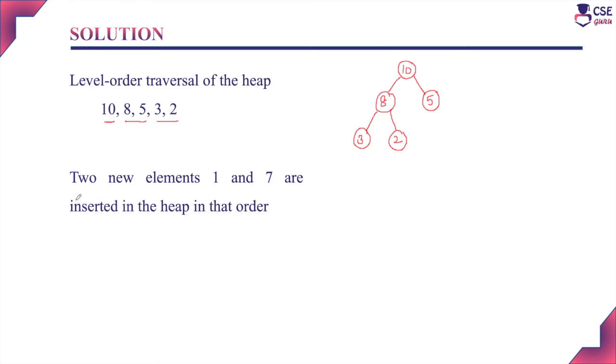And now we are going to insert two new elements, that is 1 and 7, in the heap in that order. That is, in the heap, elements will be filled from left to right. So first we will insert the element 1. So here the element will be the left child of 5.